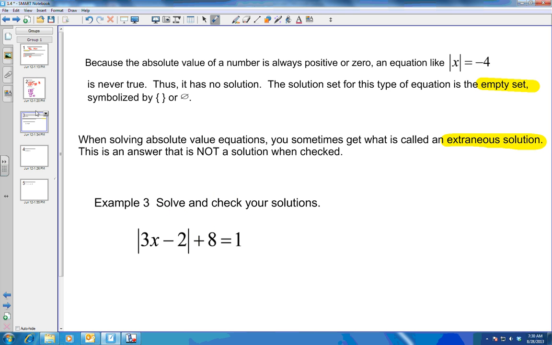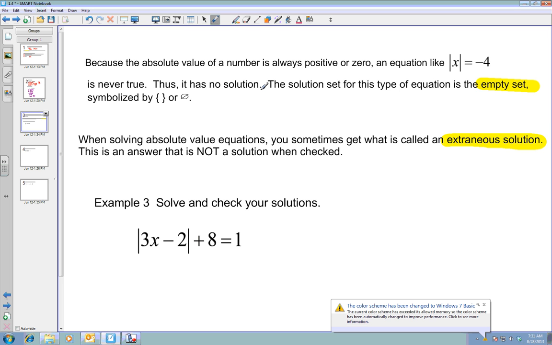Okay, so now we're going to do some examples when solving absolute value equations. So because the absolute value of a number is always positive or 0, an equation like the absolute value of x equals negative 4 can never happen. I can't say that the absolute value equals a negative number. So sometimes this will happen, and when this happens, there's no solution. Okay, so you're going to say the solution set for this type of equation is called the empty set.